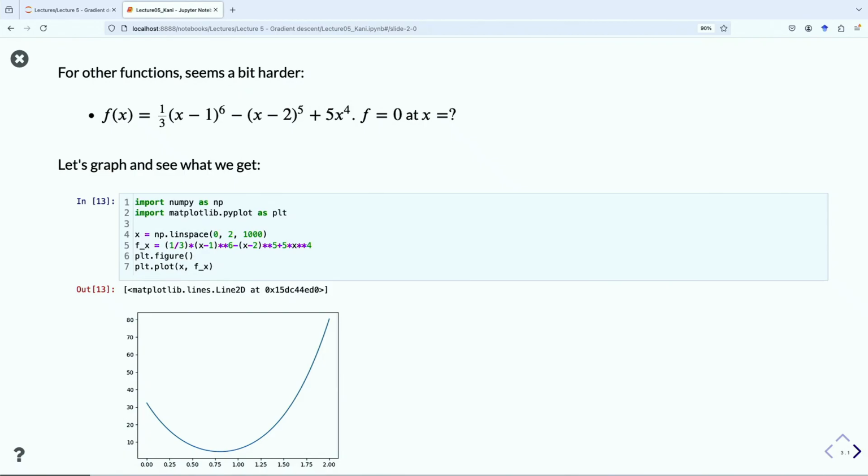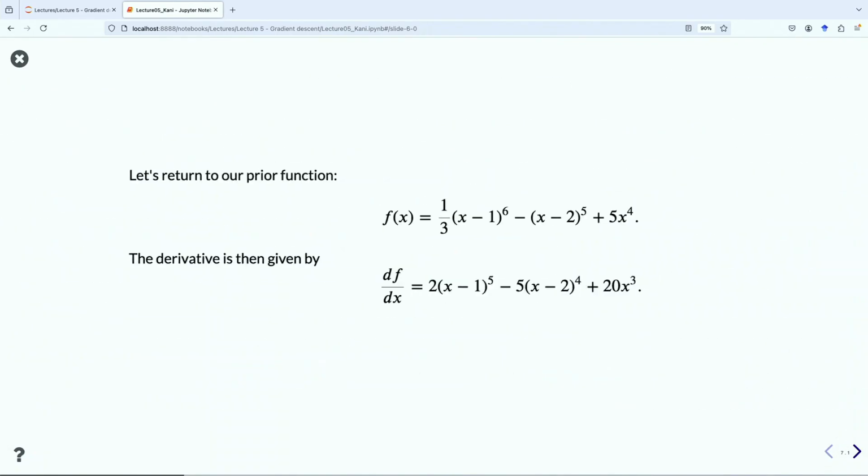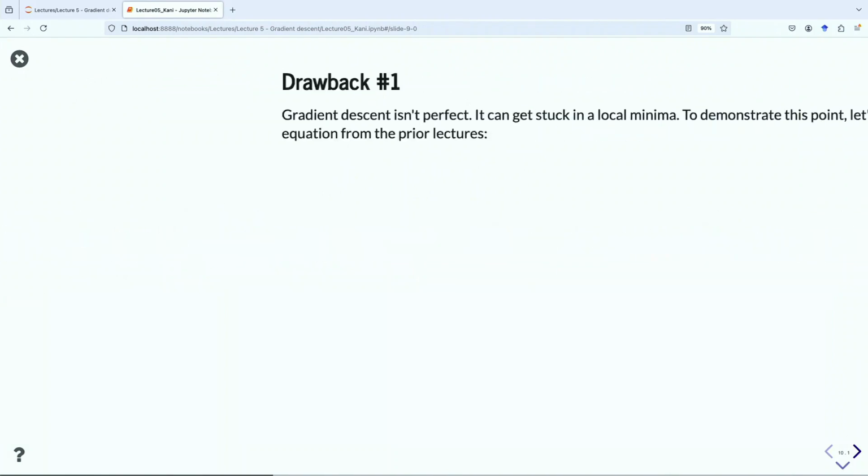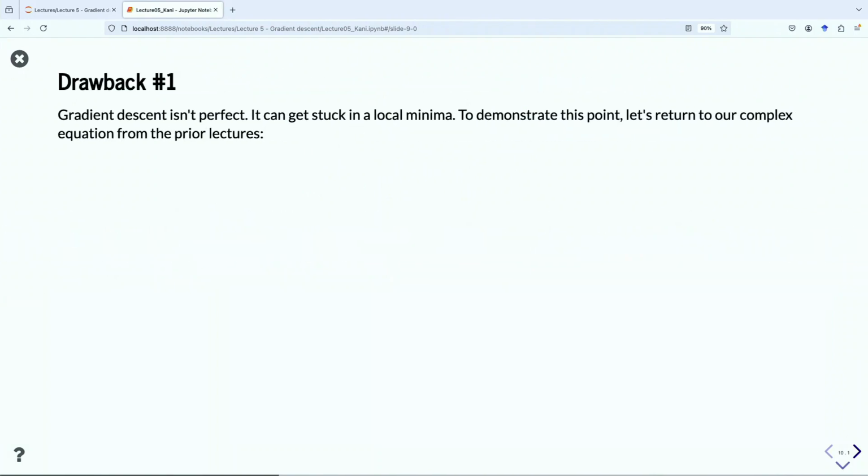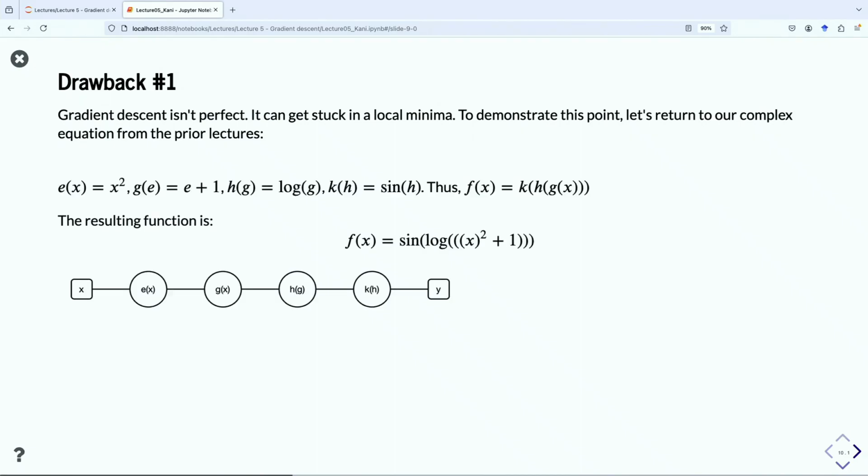But that's not usually the case when you're dealing with large models. You have a bunch of different parameters, you have a very complex parameter space, and you could have multiple minimas. And so to illustrate this point, let's look at a function that we've been staring at for a long time these past couple lectures, namely f of x is equal to sine of the log of x squared plus 1.